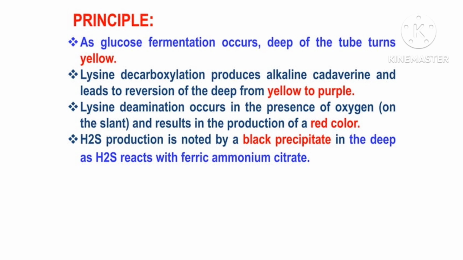So the principle is, as glucose fermentation occurs, the deep or the butt of the tube turns yellow. This is the same principle as in TSI or Kligler iron agar. Lysine decarboxylation produces alkaline cadaverine and converts the deep from yellow back to purple. Lysine deamination occurs in the presence of oxygen on the slant and results in the production of a red color. Hydrogen sulfide is noted by a black precipitate, because in the deep H2S reacts with ferric ammonium citrate.